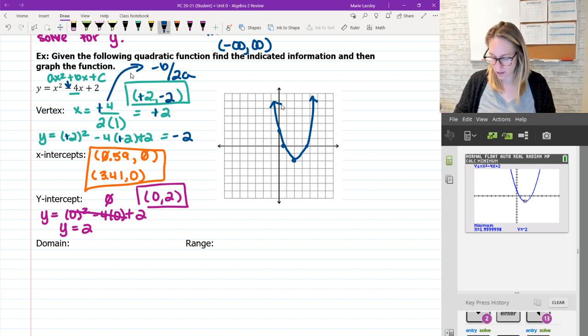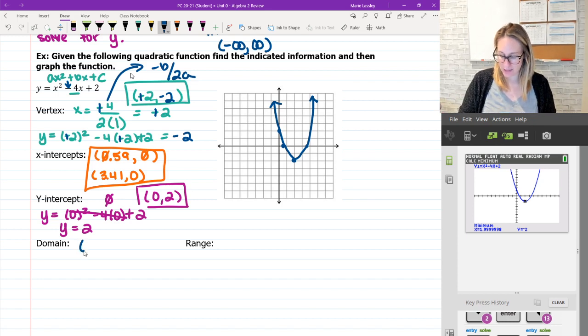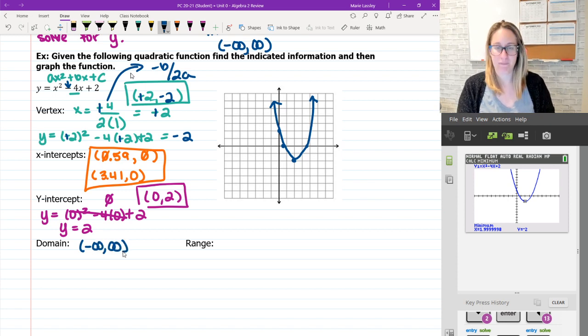All right. So for domain and range, we are going to look at our possible x values. Now, there is no limit on our x values. We can plug in anything that we want for x and it will still be fine. So domain is going to be negative infinity to positive infinity. That is for any quadratic, that is your domain.